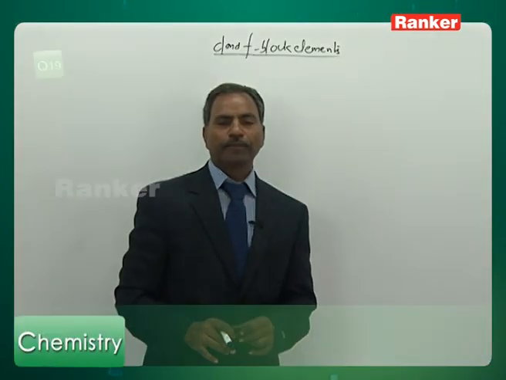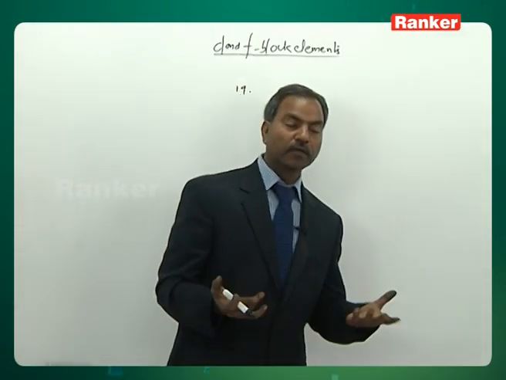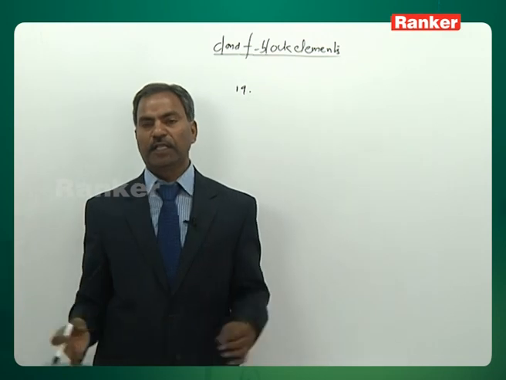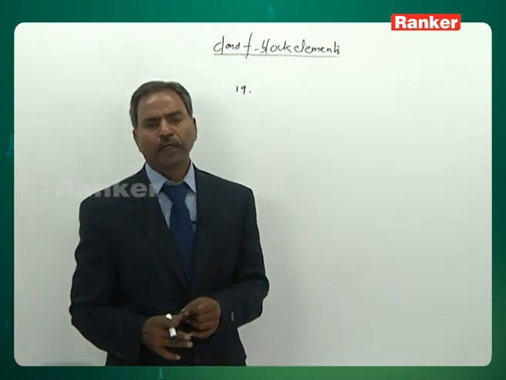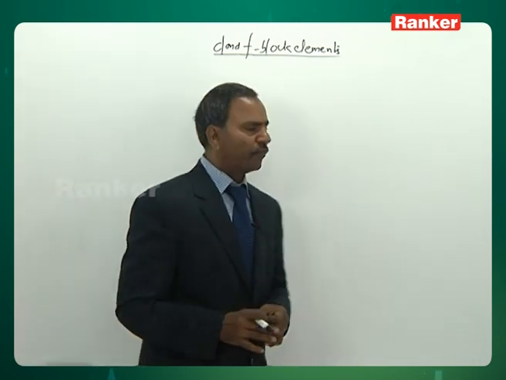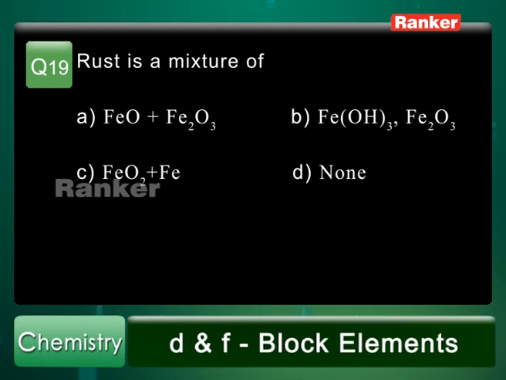Question number 19, rust is a mixture of. Frequently you see it here and there wherever iron is exposed to moist air. Without moist air, it does not undergo rusting, but in moist air, in the rainy season, you see it easily getting rusted. Rust is actually a mixture of ferric oxide and ferric hydroxide.